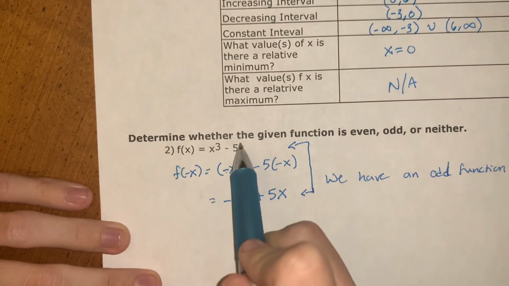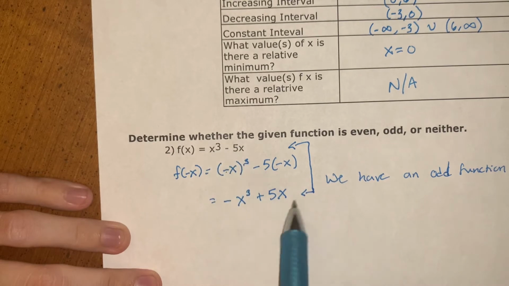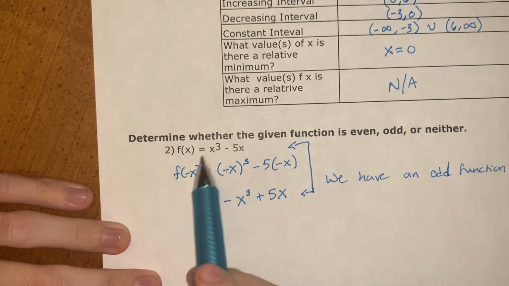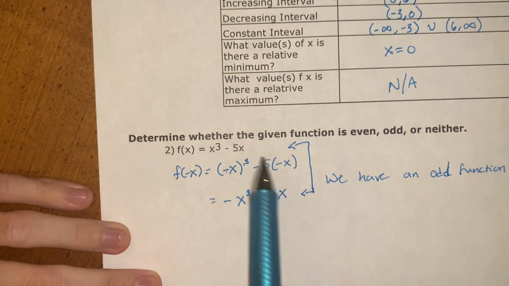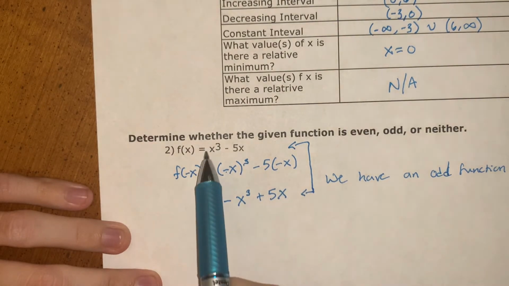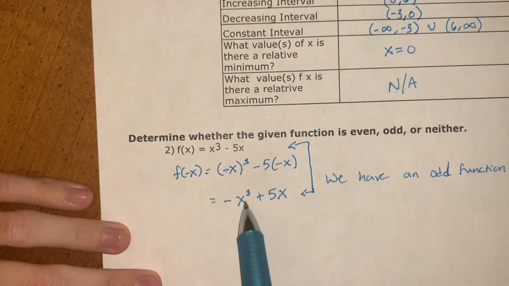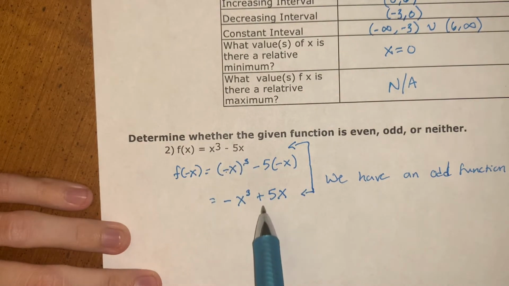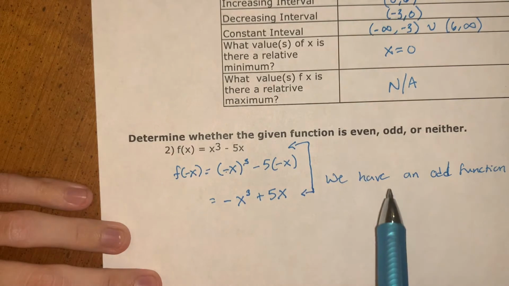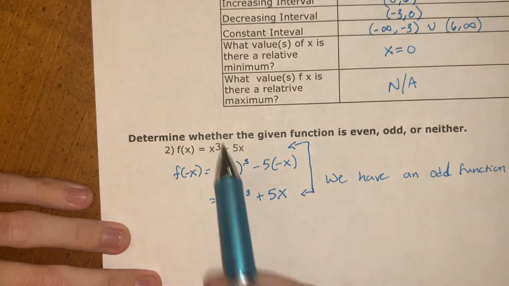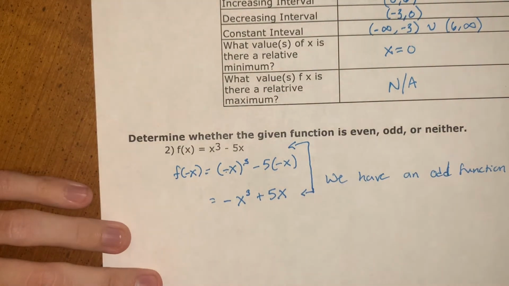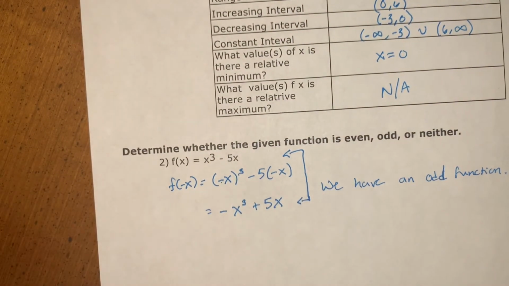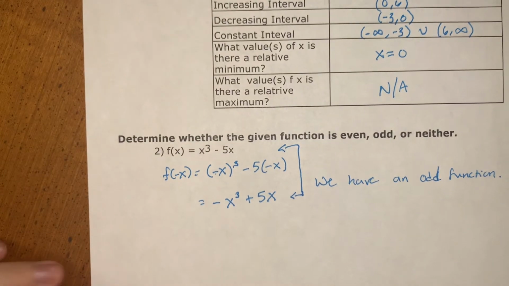So if we got this same function back after replacing negative x, we would call this even. So if this was x cubed minus 5x, then we would call it an even function. Since we got the opposite of our original function, right, all the signs changed, we have an odd function. Okay, if neither of those two circumstances occurred, then we would say neither. Okay. All right, now that we've done 2, we're going to move on to the next page and do number 3.